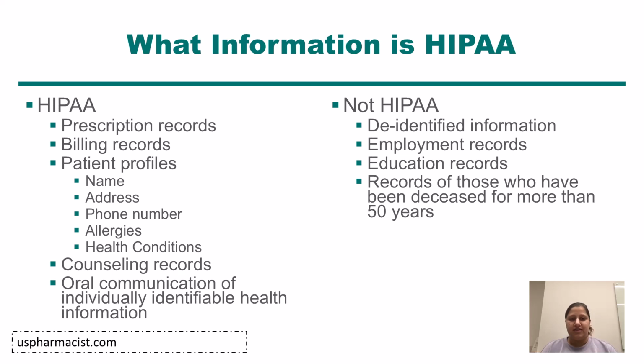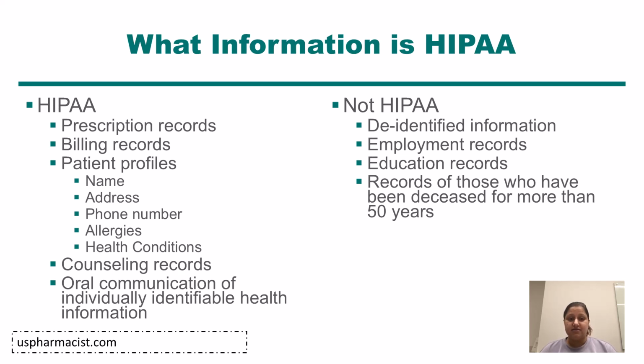So what information is HIPAA? HIPAA can be prescription records, billing records, patient profiles, and under this there could be their names, their addresses, their phone numbers, any allergy information, health condition information, things like that. Also, counseling records for patients, and any oral communication of individually identifiable health information is all considered HIPAA.